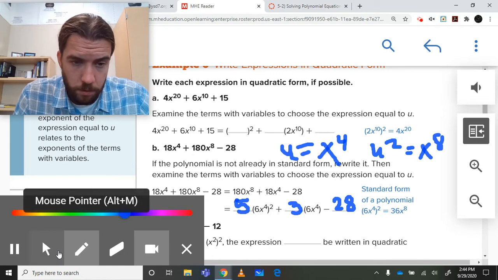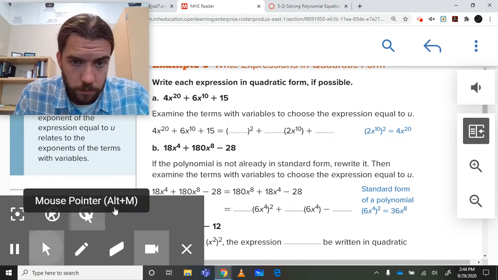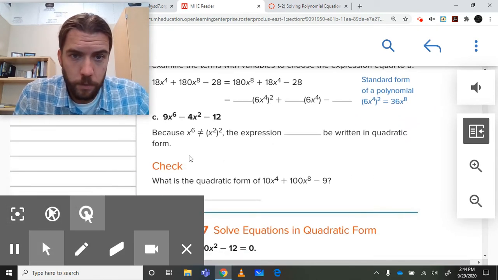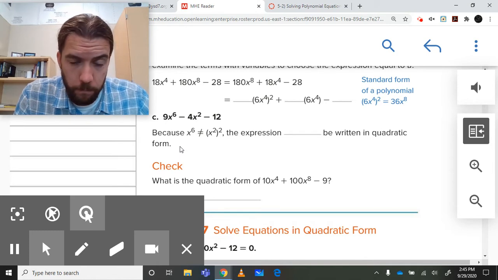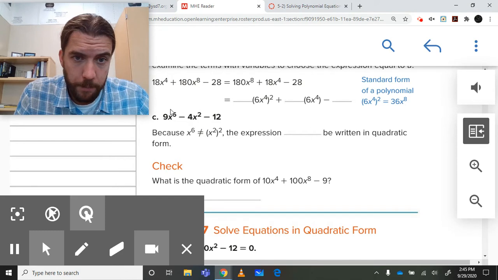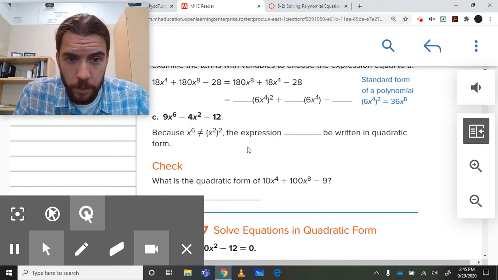Okay. Continuing onwards. On this one, x to the 6th is not x squared squared, so the expression cannot be written in quadratic form. Okay, so the requirement is that, remember, our exponents are always multiplied by 2 to get from one to the next one.